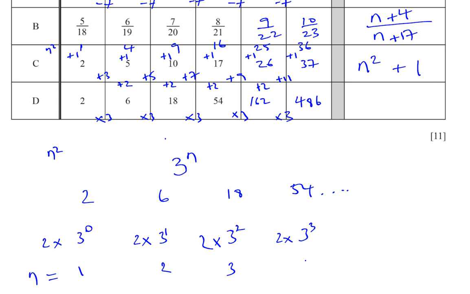So the nth term, I'm going to have 2 times 3 to the power of, but it's always 1 less than what n is, isn't it? For example, if I wanted to find the 15th term, I'd have 2 times 3 to the power of 14. So the nth term is 2 times 3 to the power of n minus 1. This is the way to do this by deriving from first principles.